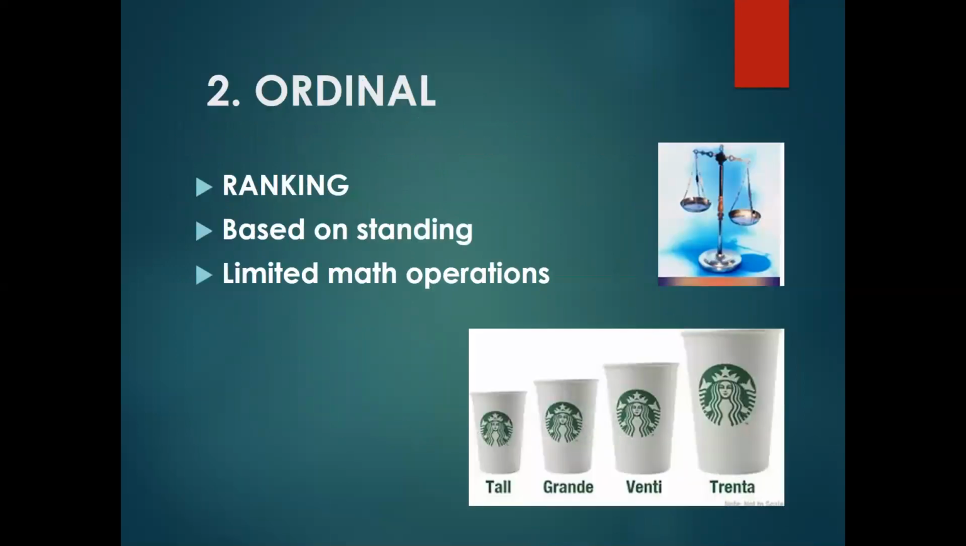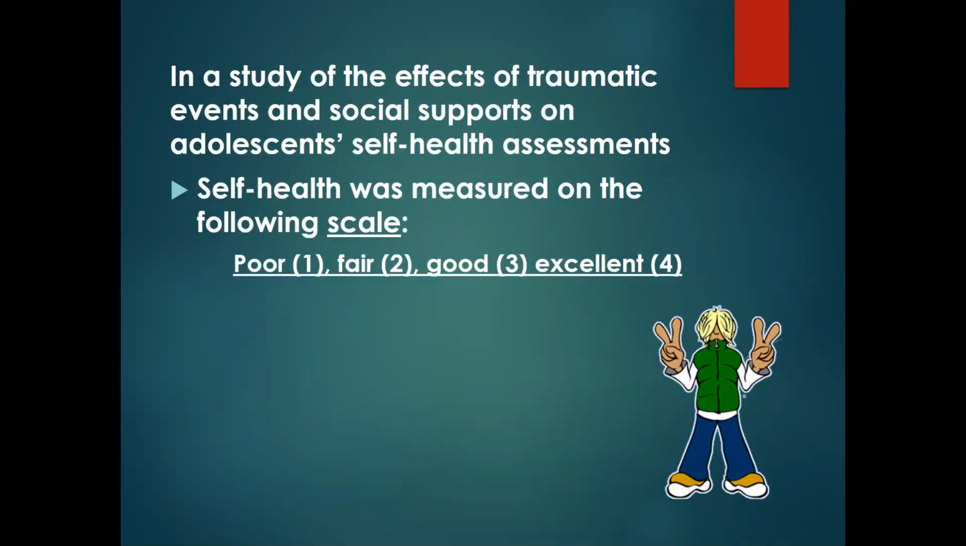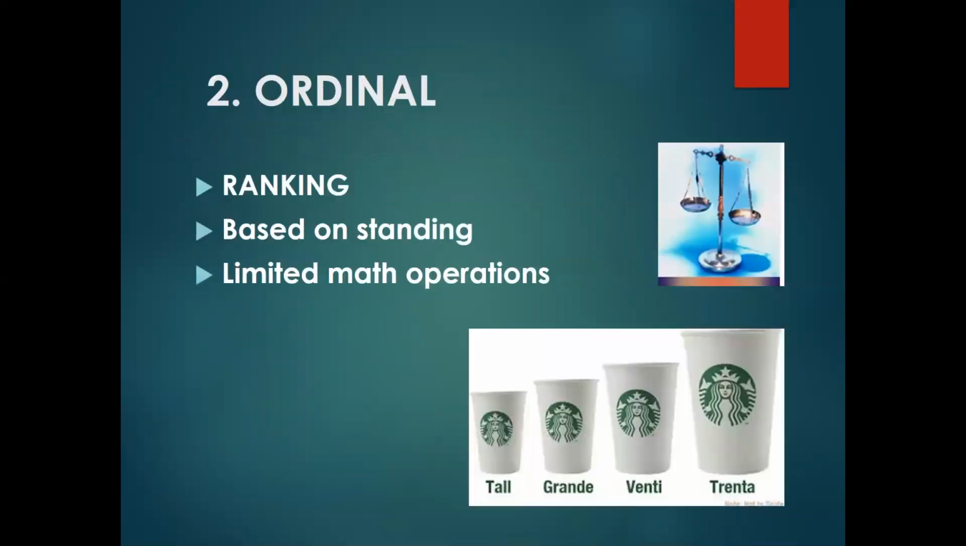Ordinal is the measure. I hope you answered correctly, because that is the ranking of these based on standing. If we go back, you can see there's no known difference between poor and fair, good and excellent. So this is just a lineup, and that is why those are ordinal.